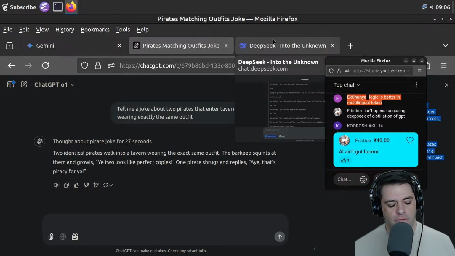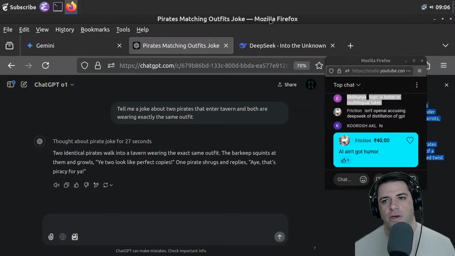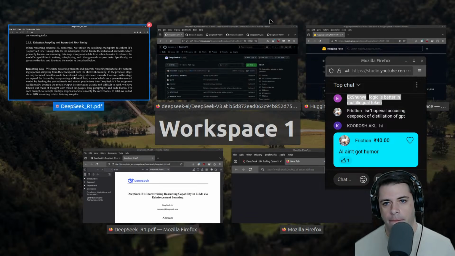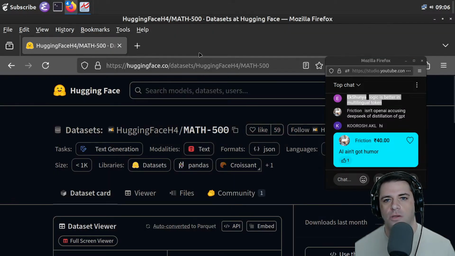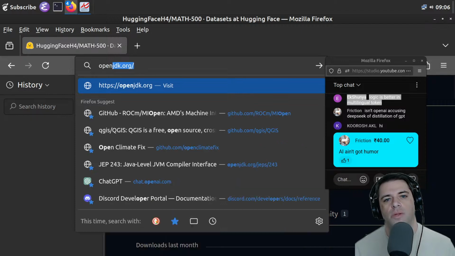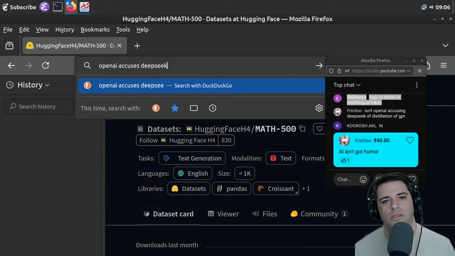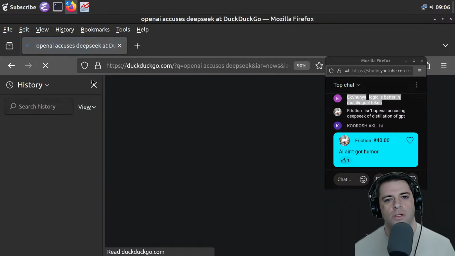And let's see if we can just look up if OpenAI is publicly accusing. OpenAI accuses DeepSeek. I don't know, news?